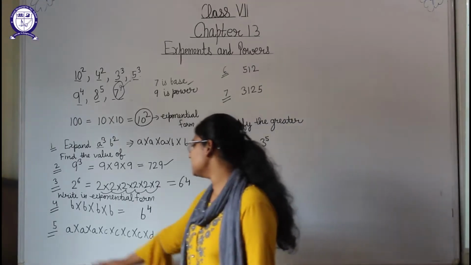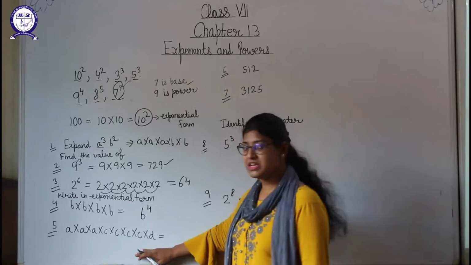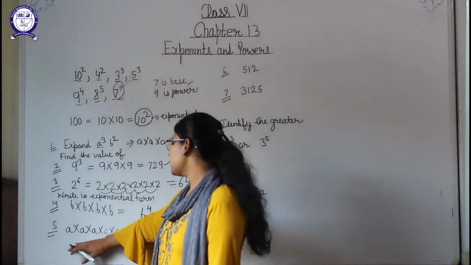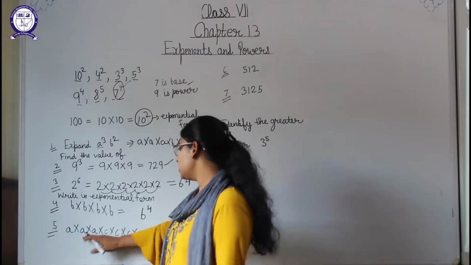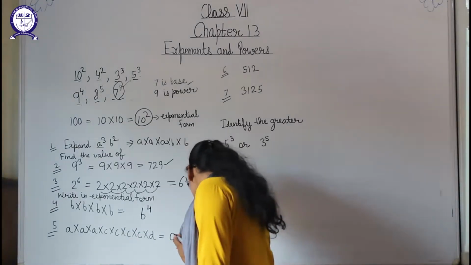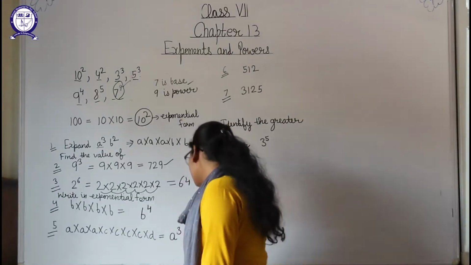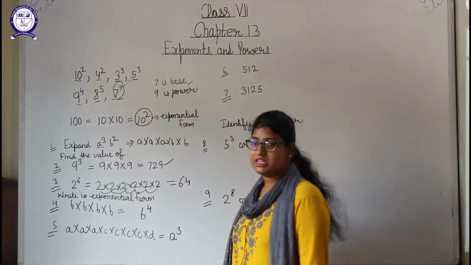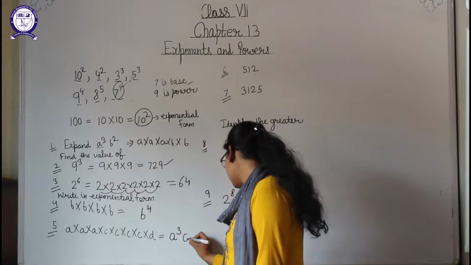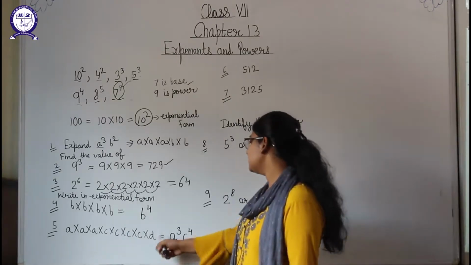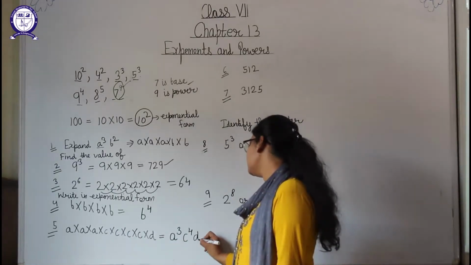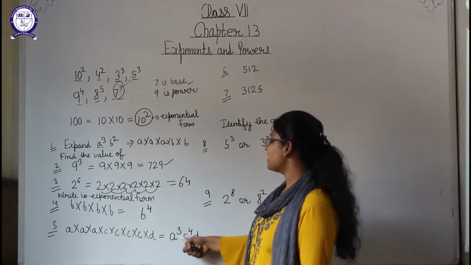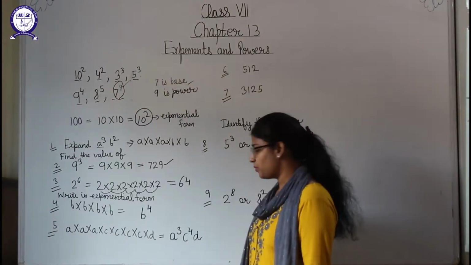Now we have to expand this. Here a, c and d are the variables. We will check how many times a is repeating itself. It is 3 times, so we will write a cube. Now c is 4 times, so c raised to the power 4. And here d is 1 time, so we will write d only. So this is the exponential form, as we have written them in the form of power.